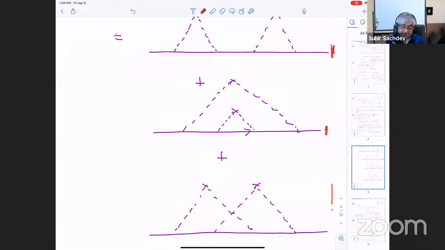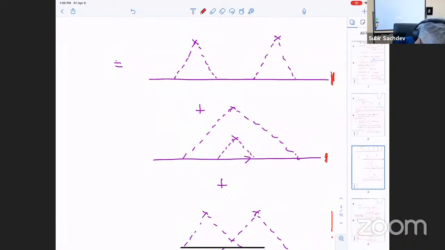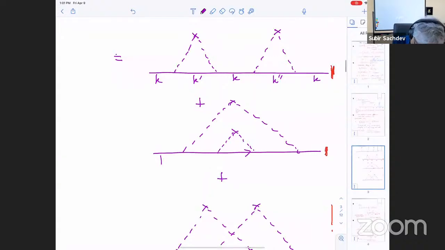Any questions? And I can also put the momenta in if you want to see how this works. So this is momentum k, this is k prime, that has to be k again. This is k double prime, and that has to be k again for momentum to be conserved. And this has to be k, this is k prime, that has to be k double prime. And now for momentum to be conserved at this object, it has to be k prime again, and that's k.